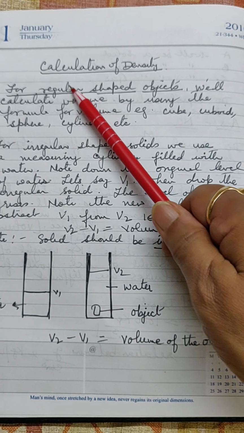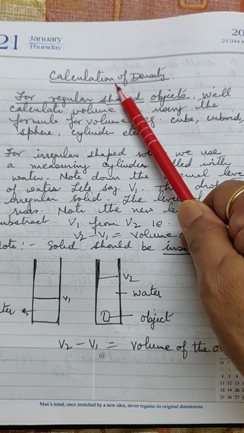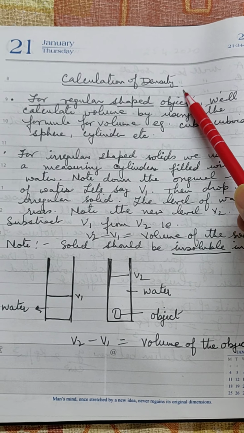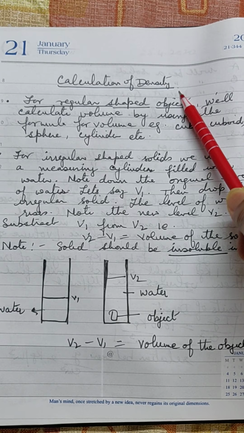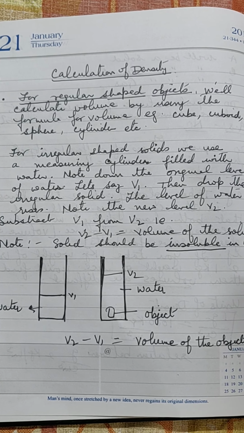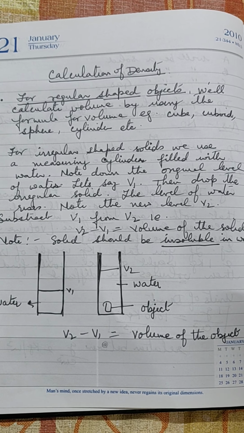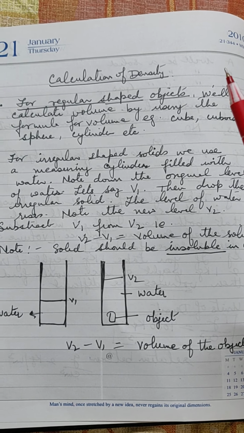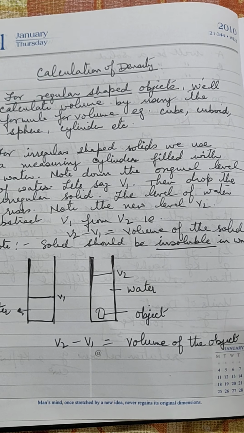Next thing comes, children, how to calculate the density of an object. For calculation of the density, as you know, the formula is density is equal to mass upon volume. So we must know the mass of an object and we should know the volume of the object, and then we can calculate the density.